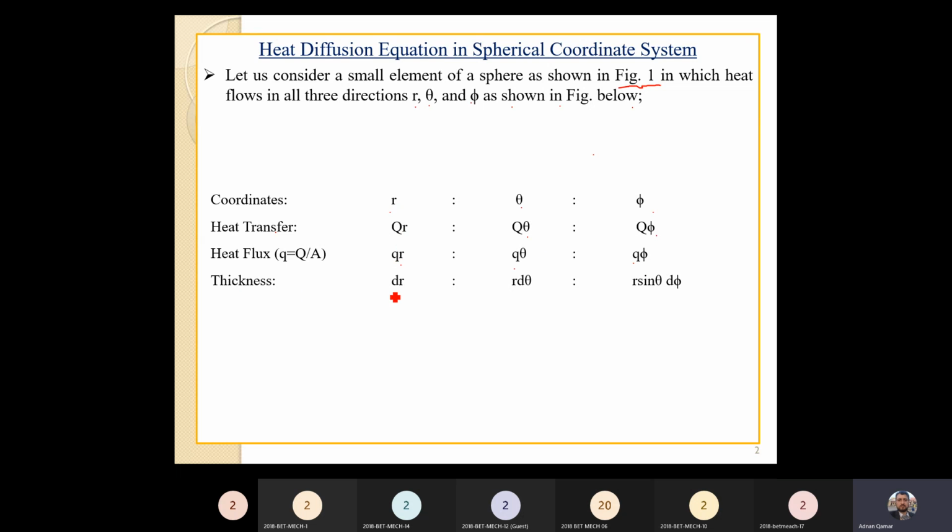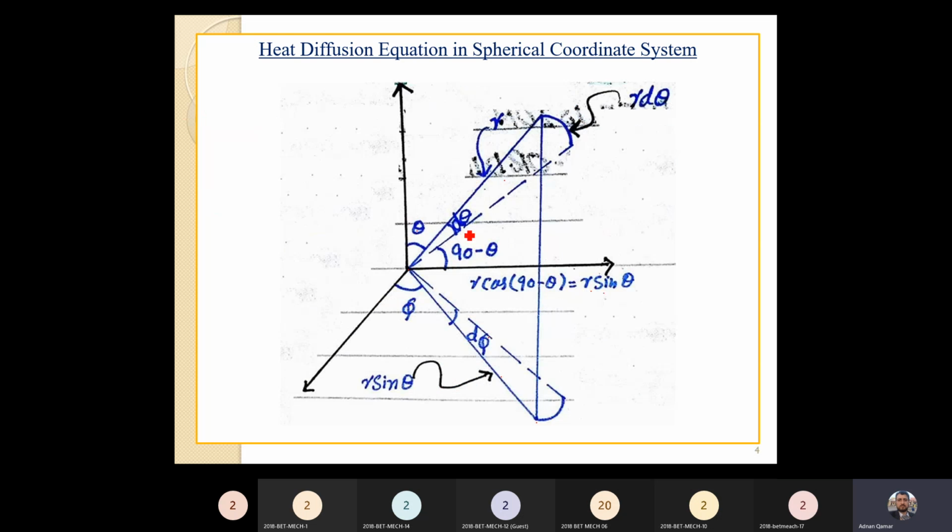And the thickness in r direction is dr, in theta direction is r d theta, and in phi direction it is r sin theta d phi. And I explained to you why it is r sin theta d phi. We have seen in this picture and as well in this picture. Okay, this is basically the r sin theta. This is the upper side, upper surface.